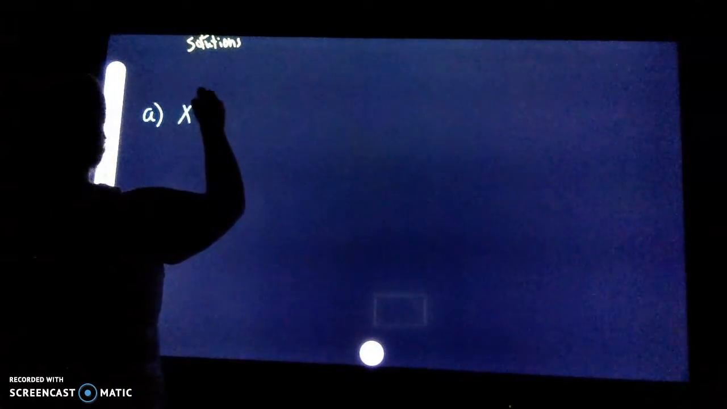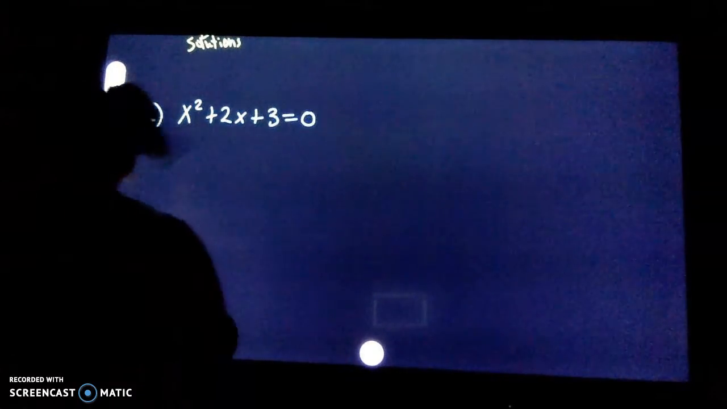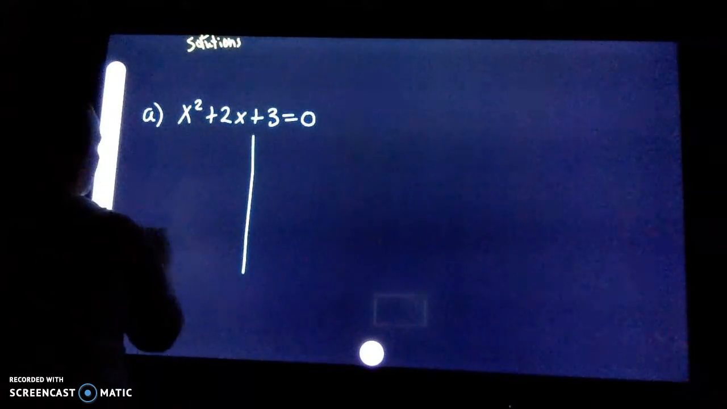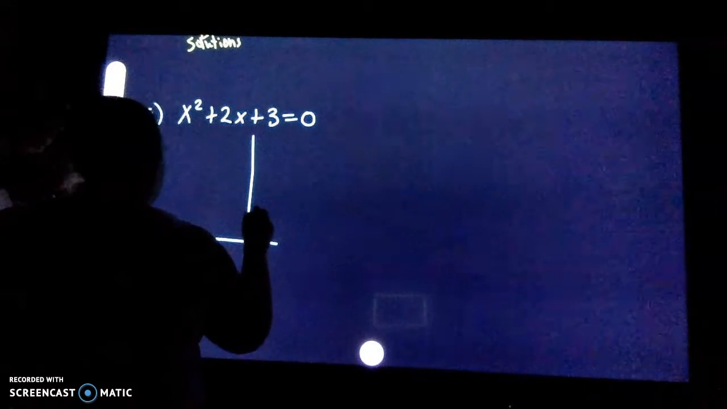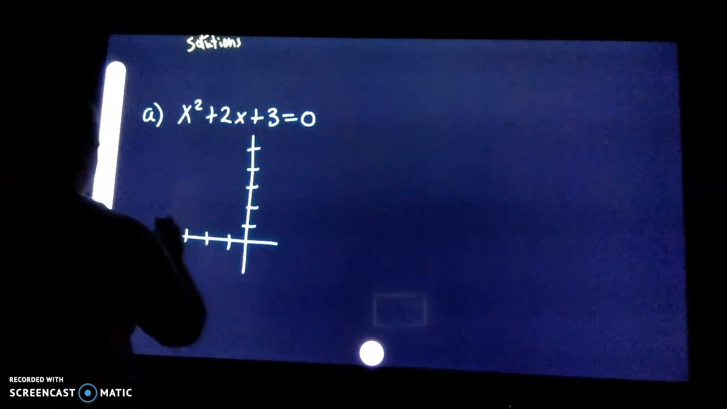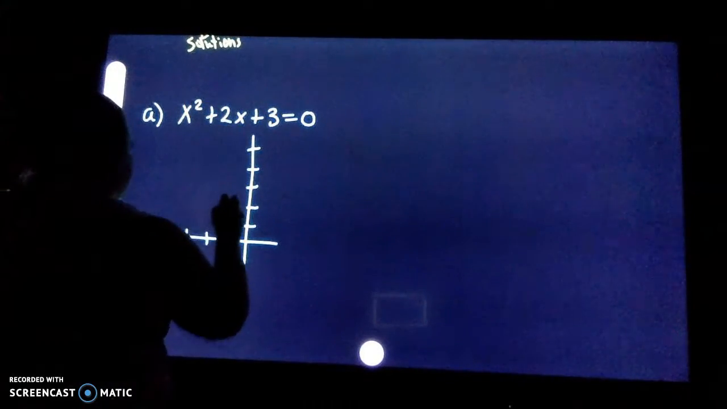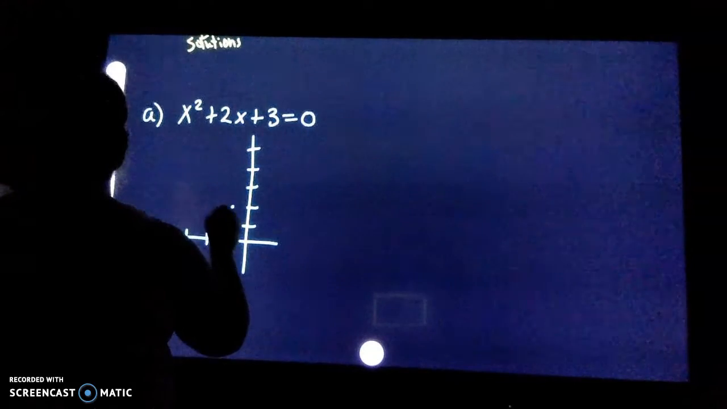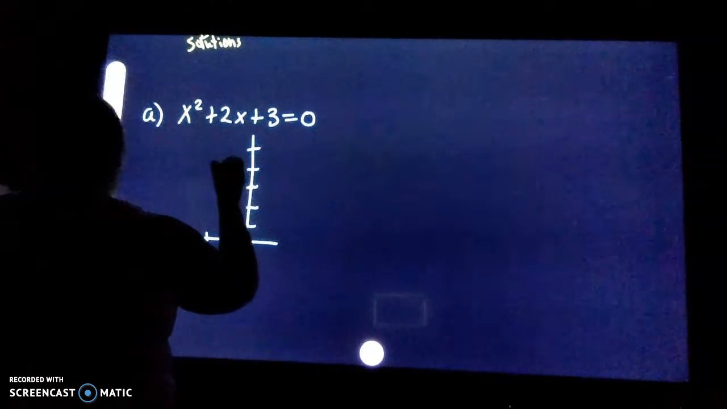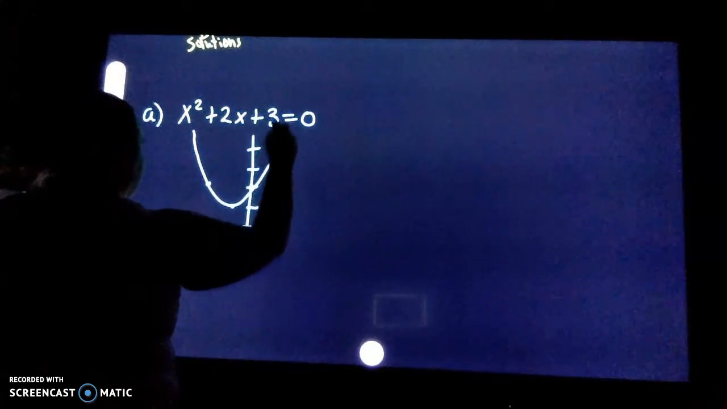So the first one is x squared plus 2x plus 3 equals 0. I'm going to go ahead and just graph this for you because it's so much easier that way. So it's going to look approximately like this.